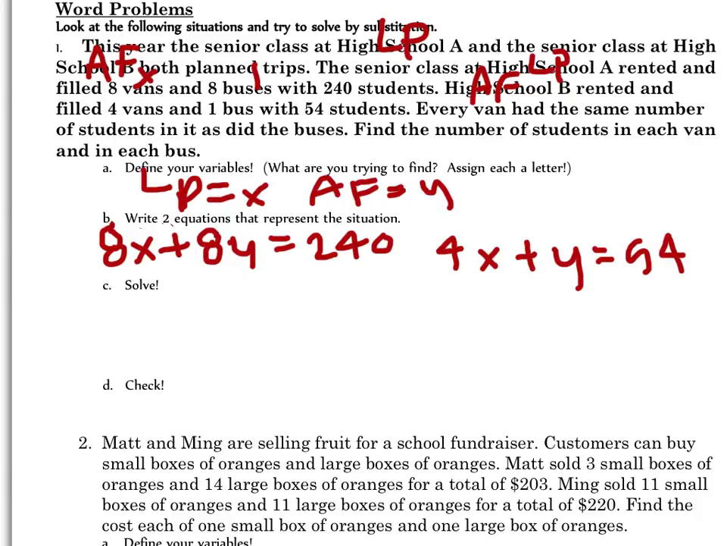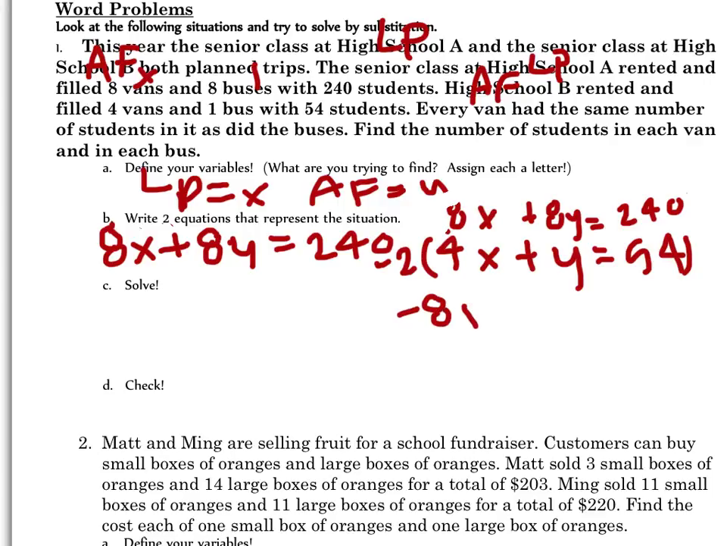Okay, and I'm just going to save space, so I'm putting it up here. So you're going to do 8x plus 8y equals 240. And then we're going to times everything in here by 2, so it can match. And we're going to do it by a negative. So it's negative 8x plus negative 2y, which is equal to negative 108.